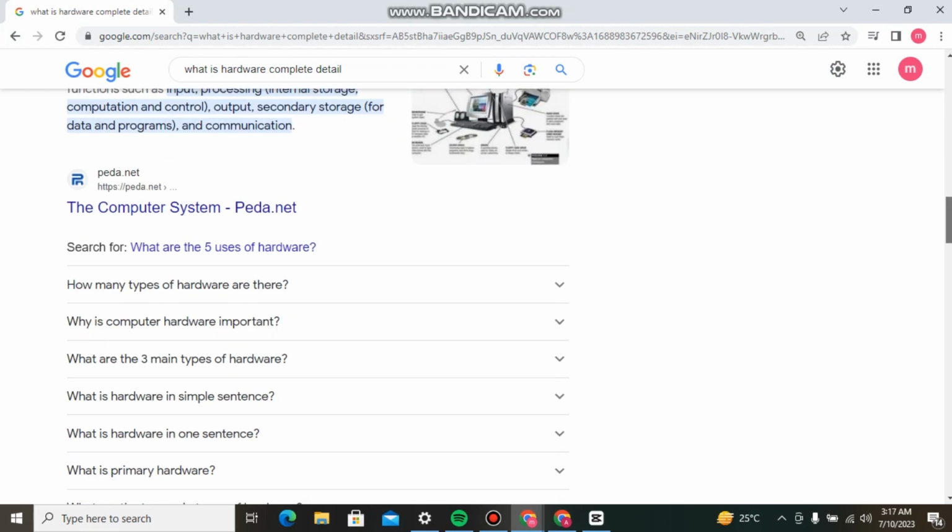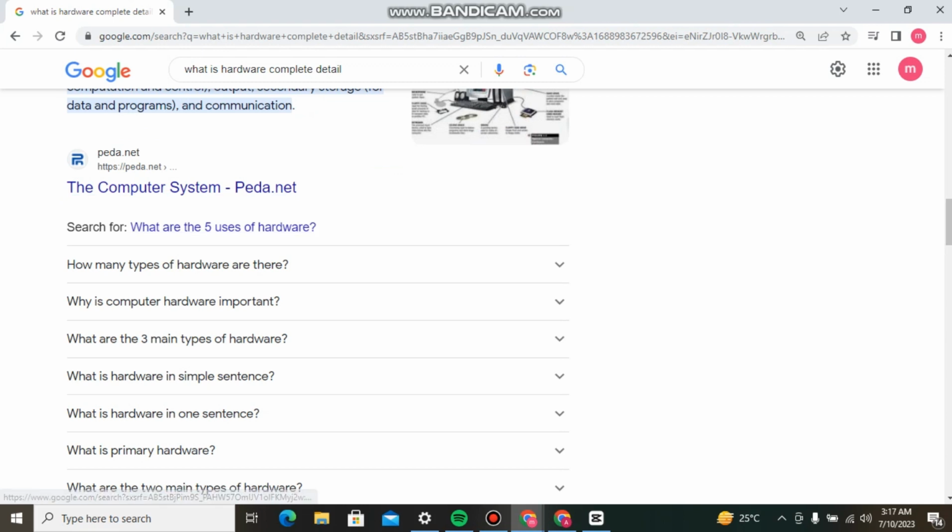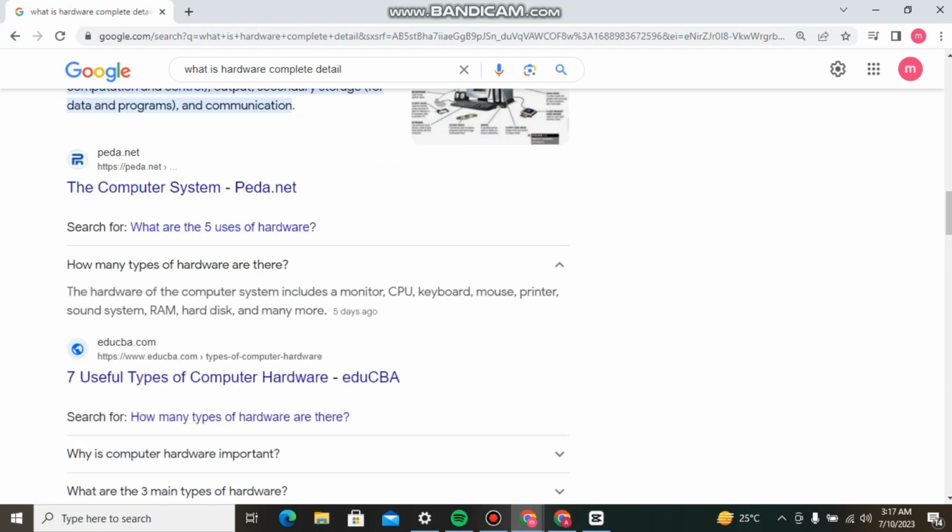Next, how many types of hardware are there? The hardware of the computer system includes a monitor, CPU, keyboard, mouse, printer, sound system, RAM, hard disk, and many more.